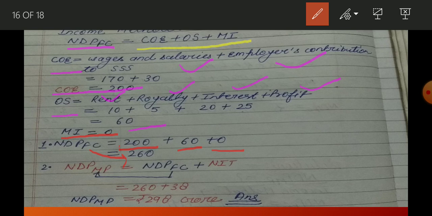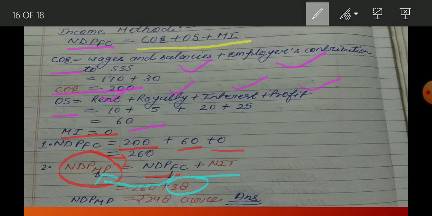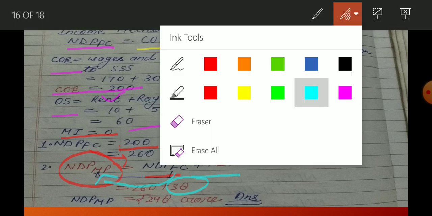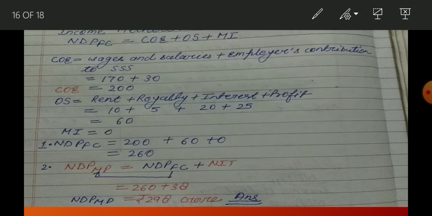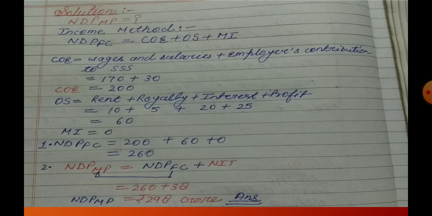And what do we have to calculate? Finally we have to calculate NDP MP, and what do we have? We have NDP FC. When we are moving from FC to MP, we have to add NIT. And what is the value? The value of NIT is given 38. In this way we get the value of NDP MP, that is equal to 298. Okay student, note down the answer, otherwise take a screenshot.